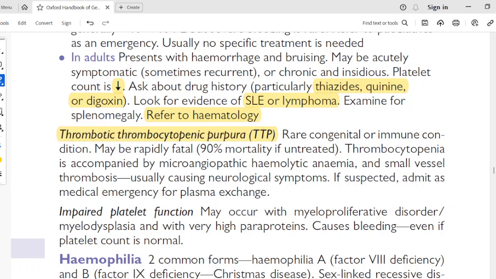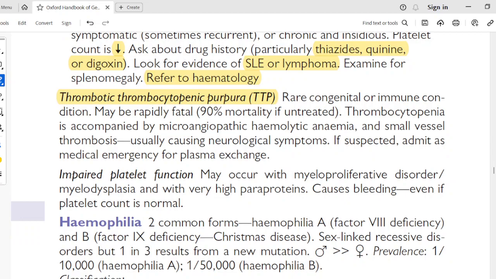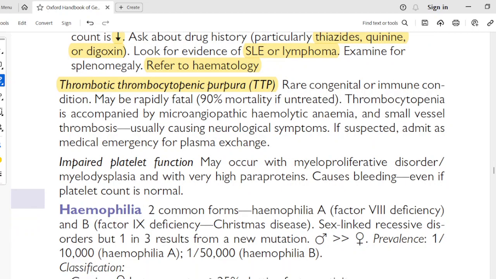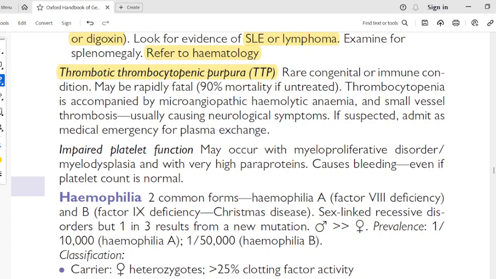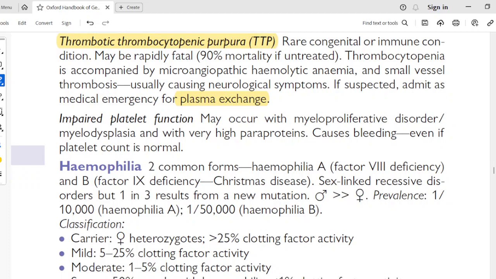Thrombotic thrombocytopenic purpura, TTP. It's a rare congenital or immune condition, may rapidly be fatal, 90% mortality if untreated. Thrombocytopenia is accompanied by microangiopathic hemolytic anemia and small vessel thrombosis, usually causing neurological symptoms. If suspected, admit as a medical emergency for plasma exchange. So there will be thrombocytopenia as well as thrombosis in the small arterioles, small vessels.